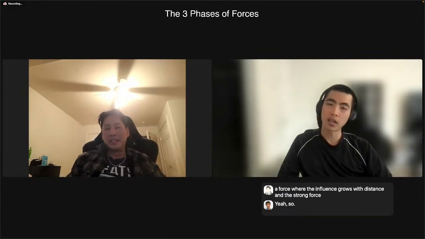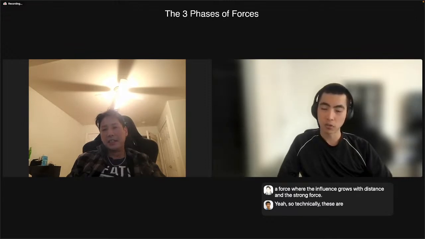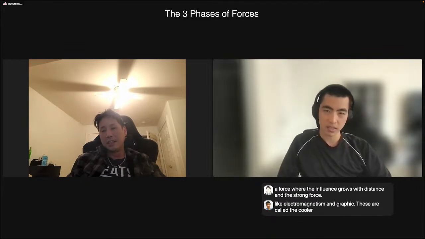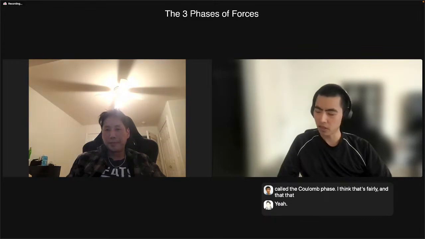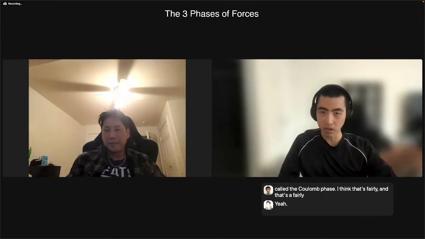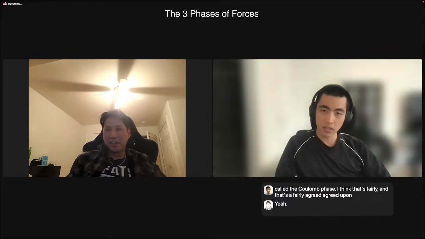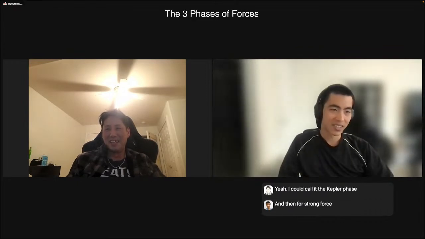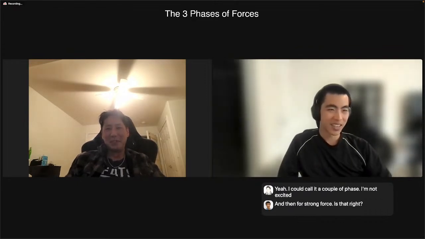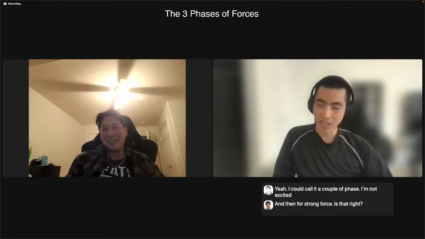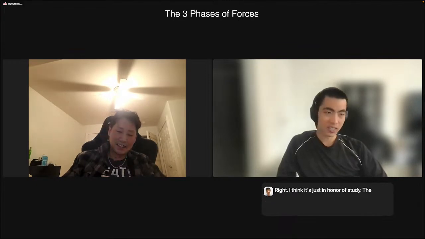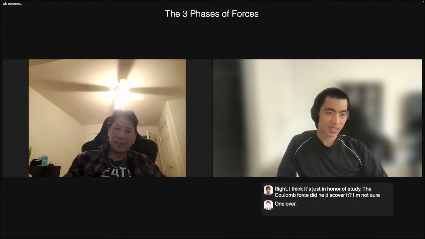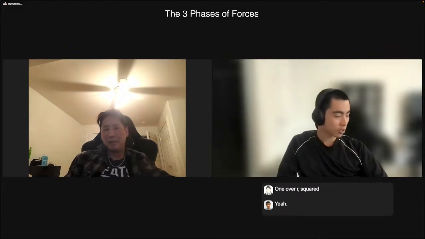Technically the first one, with electromagnetism and gravity, is called the Coulomb phase. I think that's a fairly reasonable name, and I think it's agreed upon. And then for the strong force, call it the Kepler phase, is that right? I know they don't call it that, but I think it's just in honor of Coulomb, who studied the Coulomb force. Did he discover it? I'm not sure. The 1/r² force law, yeah, the one over r squared force law is Coulomb.